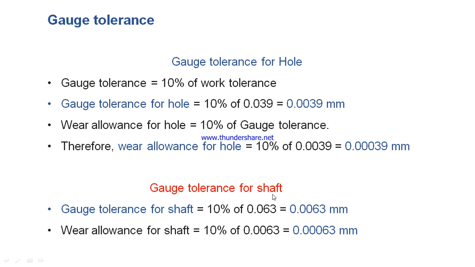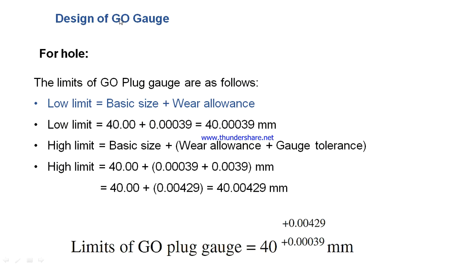Gauge tolerance for shaft is always 10% of the work tolerance. So gauge tolerance is equal to 10% of shaft tolerance. Shaft tolerance, we know, 10% of that means 0.0063 mm. And wear allowance for the shaft is 10% of this particular gauge tolerance. So again reducing by 10, 0.00063 mm.